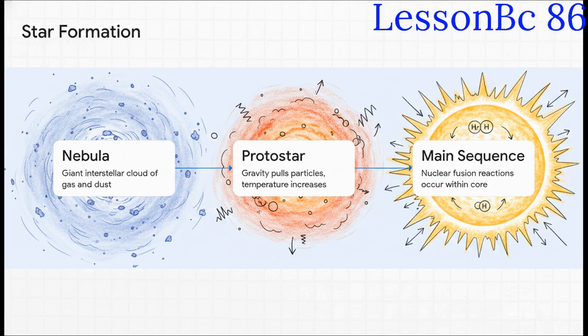Hydrogen nuclei fuse together to form helium, releasing an enormous amount of energy. Remember Einstein's famous equation, E equals mc squared? Well, if a star converts just 2 kilograms of mass into energy, it releases 1.8 times 10 to the 17th power joules. That is a mind-boggling amount of energy pushing outward, perfectly balancing the inward crush of gravity.